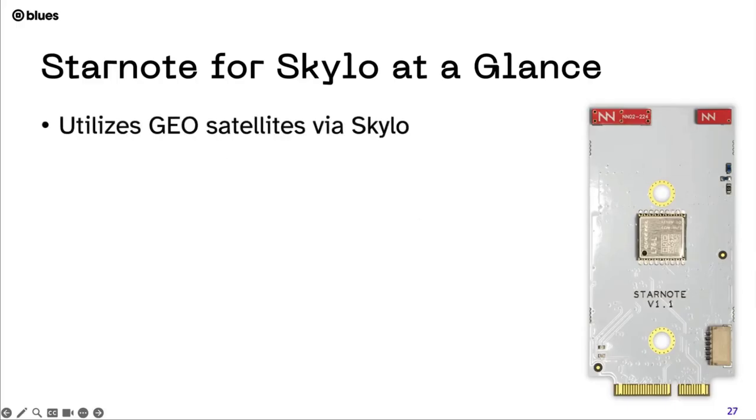Now, thanks to our partner Skylo, Starnote uses geostationary satellites. So you're not waiting for a satellite to move into view. You actually use the supplied LTE antennas that we provide to communicate with the satellites, which is kind of mind-blowing.